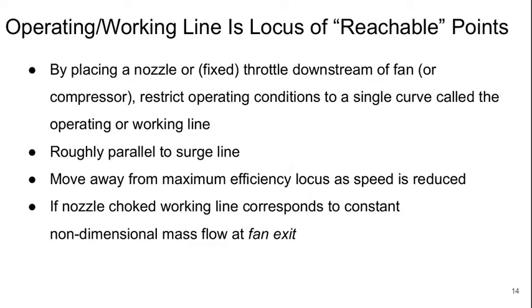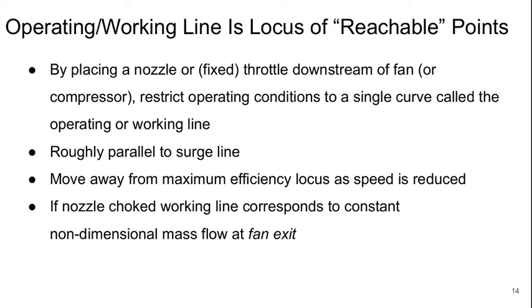Now, in practice, what we call an operating or a working line is the locus of reachable points on that fan map. If we place a nozzle or a fixed throttle downstream of a fan or a compressor, essentially, we restrict the operating conditions to a single curve called the operating or the working line. And this is similar to what we see in the lab data that was posted, when we were at constant throttle position and just varied the rotational speed.